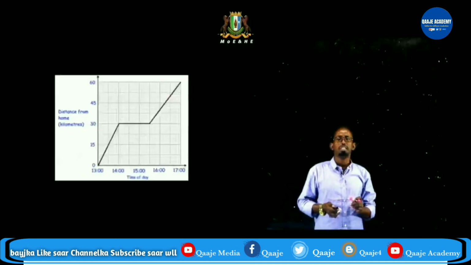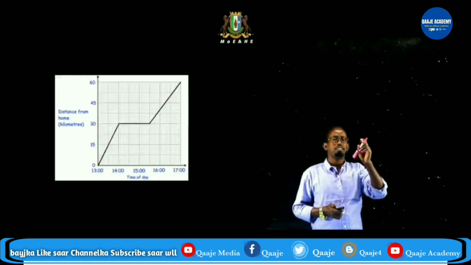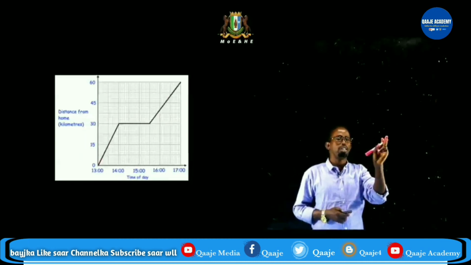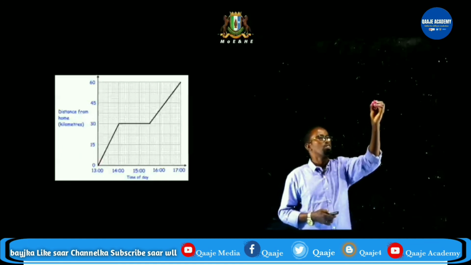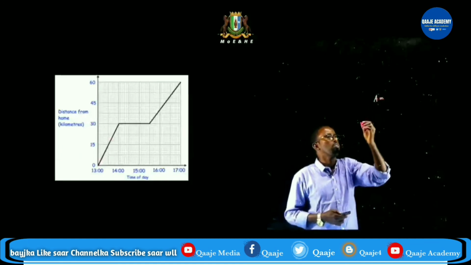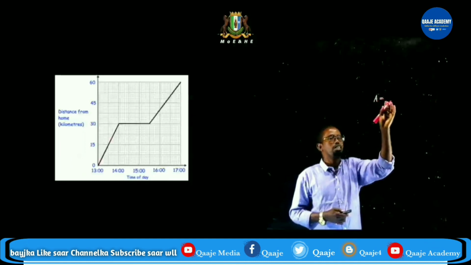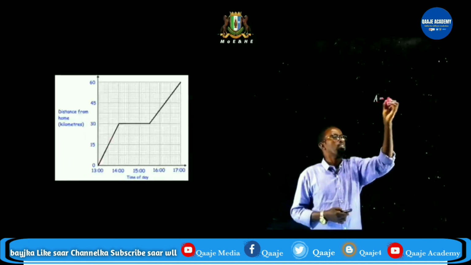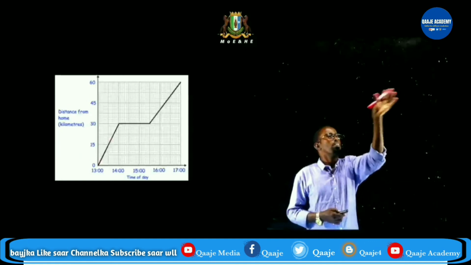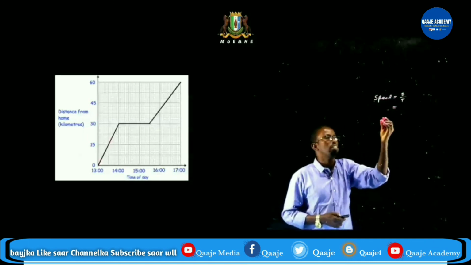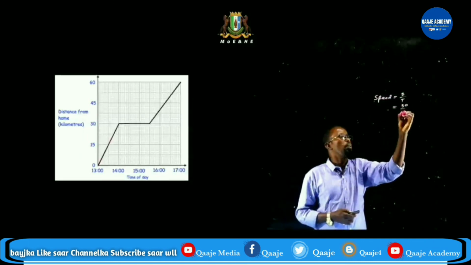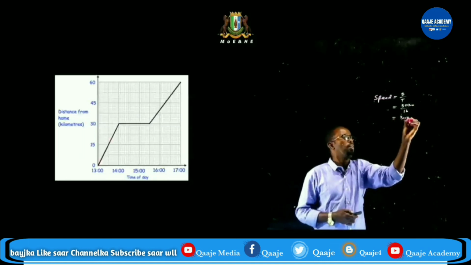The first part of his journey, the time he traveled was 13 up to 14, that is 1 hour. And then the height, that is the distance, which is 30 kilometers. So therefore the speed for this one will be equal to distance divided by time taken. The distance is 30, and then the time taken is 1 hour. So this one becomes 30 kilometers per hour.